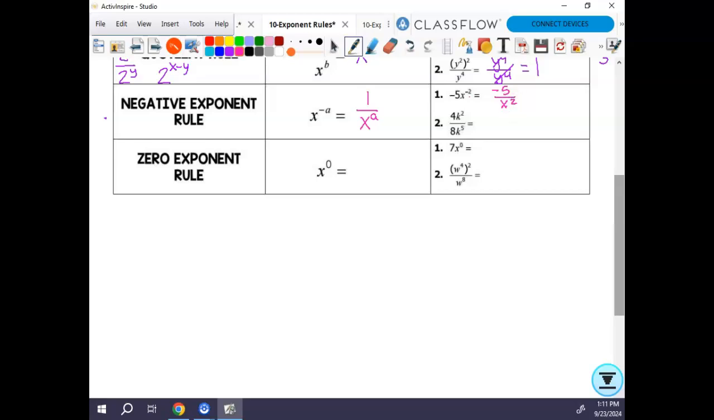Okay, you with me? If it's in the numerator, you put it in the denominator. If it's in the denominator, you put it in the numerator. And if it doesn't look like a fraction, think about it over 1, and that's how you move the stuff. Okay? We good with that?